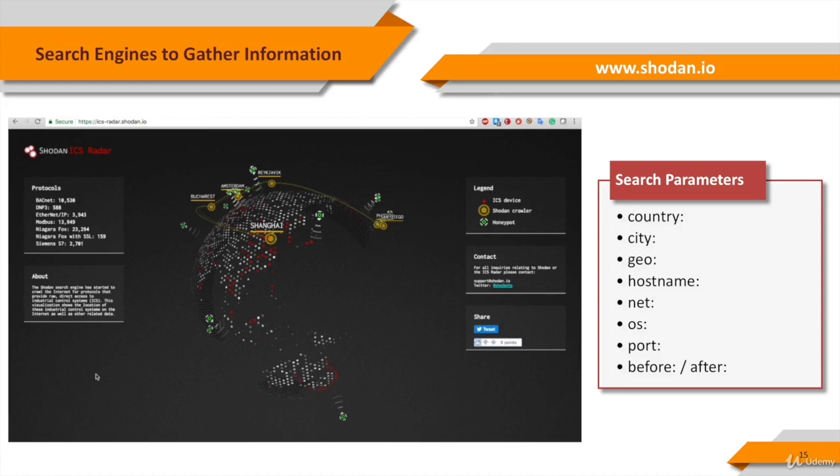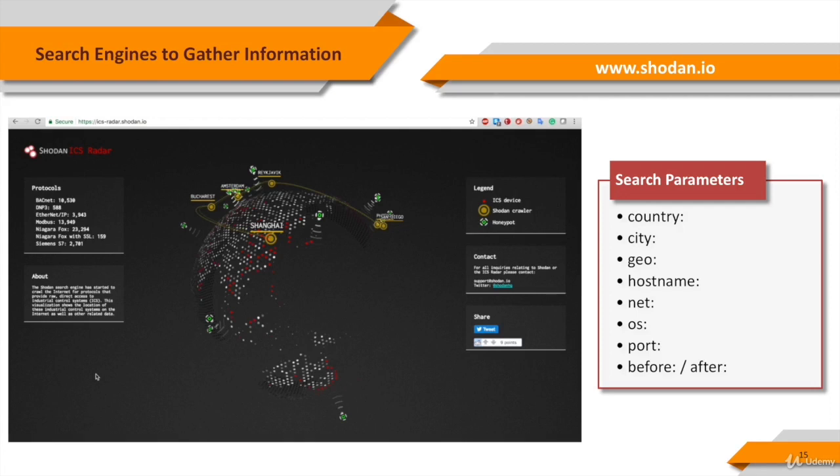Country. Use the country code you want to look for. For example, use GB for Great Britain, US for United States, etc. City. Filters the results according to the specified city. Geo searches in a given location. Hostname filters the results according to the host or domain name given. Net searches in given IP or subnet range. OS filters the results according to the operating system. Port searches for specific ports. Before, after filters the results according to the date. Show the results which are before or after the date given.